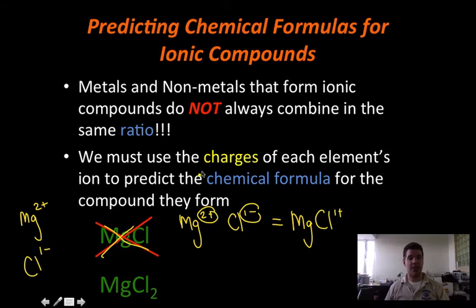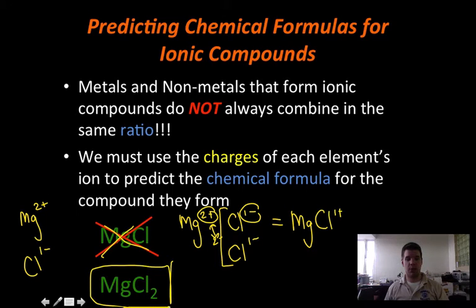What we have to do is get it so that those charges balance out. Well, how am I going to do that? I have 2 positives but only 1 negative. What happens if I get an extra chlorine with a negative sign? Now both of those together are 2 negative and they'll cancel out the 2 positive. So my formula for magnesium chloride is going to be MgCl2, because I need 2 chlorines to cancel out the charge of my 1 magnesium. We can do this with a bunch of different combinations, and we're going to practice some of that.